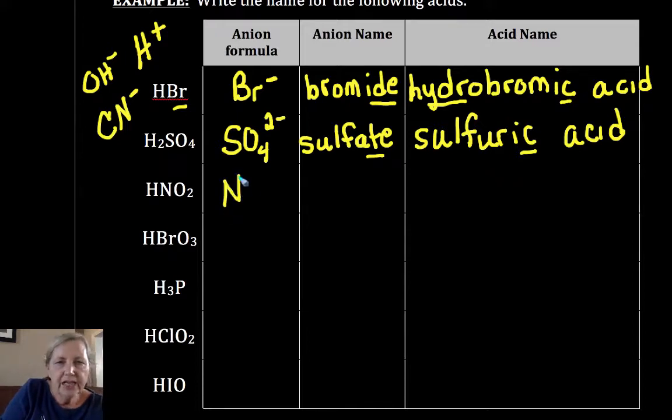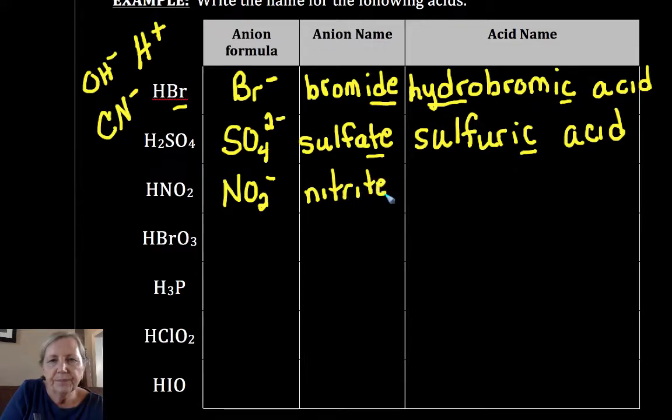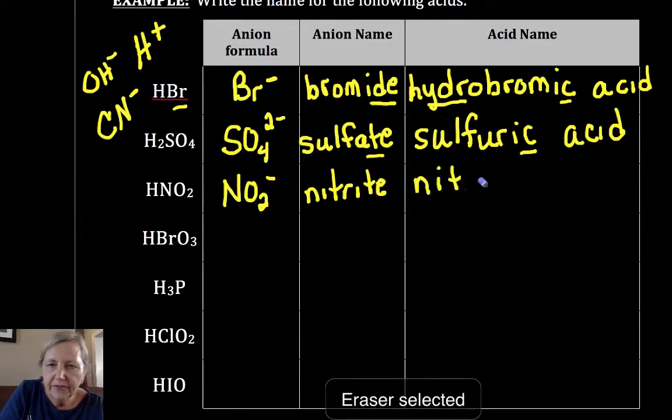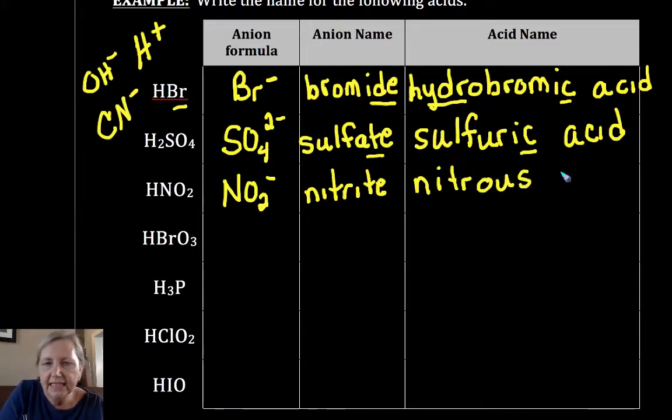Okay. NO2 minus, that's the nitrite ion. All night I was nauseous. So ite goes to ous. Sorry about that, I forgot my R. Nitrous acid.